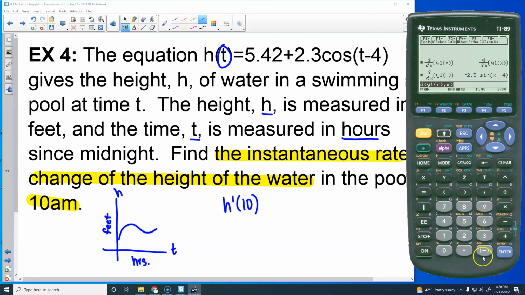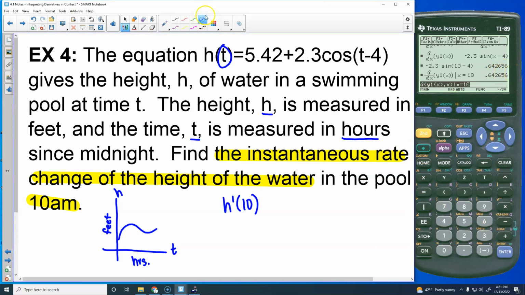It's not that difficult to just do negative 2.3 sine of 10 minus 4, just plug that in there. That's fine. Or an even quicker way is, whenever you take the derivative of y1 of x, comma, x, since you only care about plugging in 10, you can go ahead and plug in 10 here. So you'll do such that x equals 10, and then I'm going to hit the green button and then enter, so that I can get that number that way.